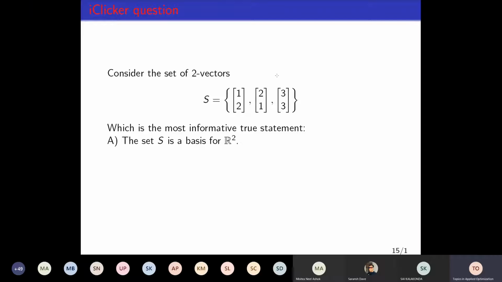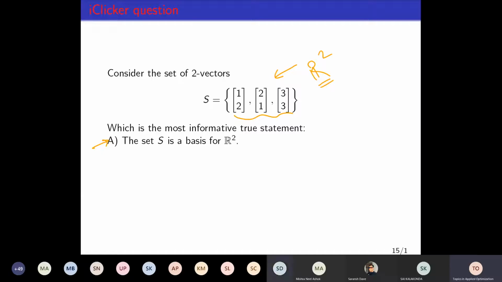So consider a set of three vectors. As I said, these are vectors in R2 and you have put three of these vectors. They are guaranteed to be dependent. Three vectors in a two-dimensional space are guaranteed to be dependent. So this set is really linearly dependent. So let us see what are the options. Which is the most informative to a student? The set S is a basis for R2. So do you agree that set S is a basis for R2?